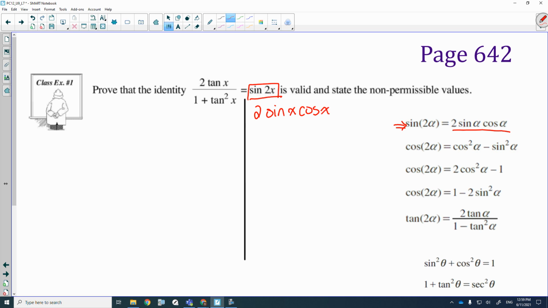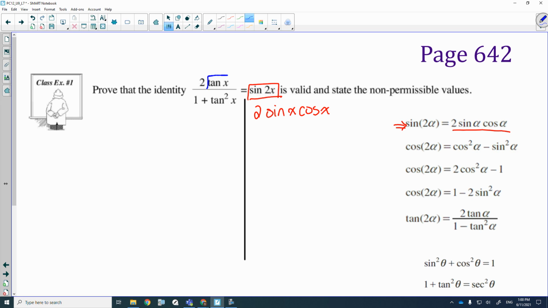There's nothing I could do here. There's no tans to swap out. There's no Pythagorean identities. I'm just going to stop, and now I'm going to look at what I can do on the left-hand side. So tan of theta, you need to recognize, is the quotient identity. So we always want to get rid of our tans or cotans, secants, cosecants, things like that.